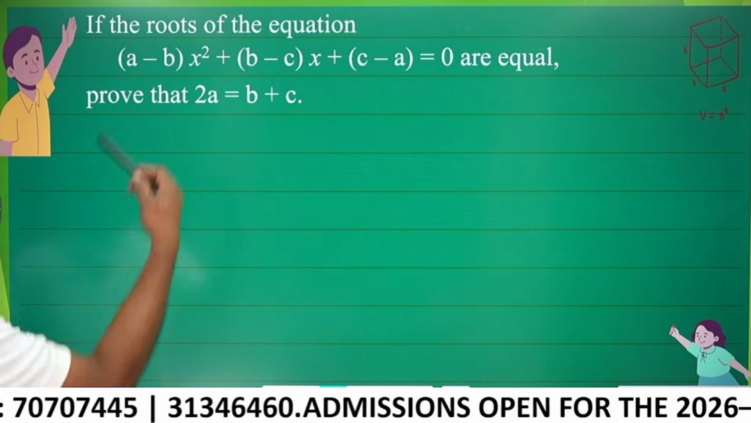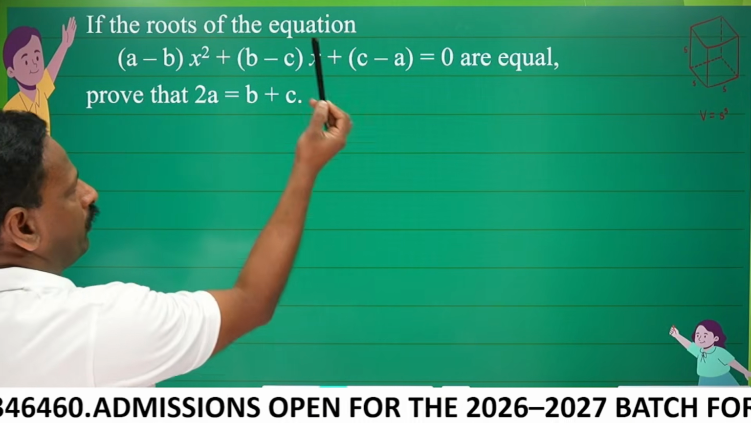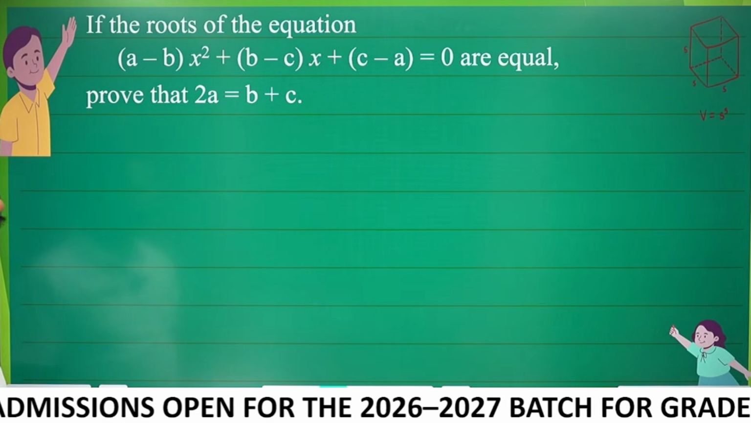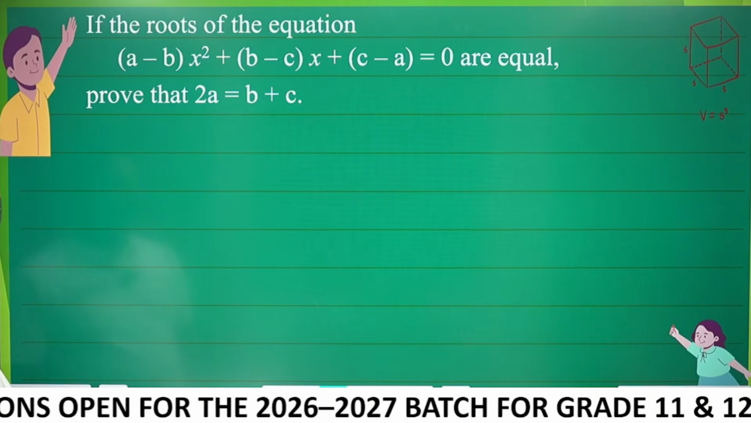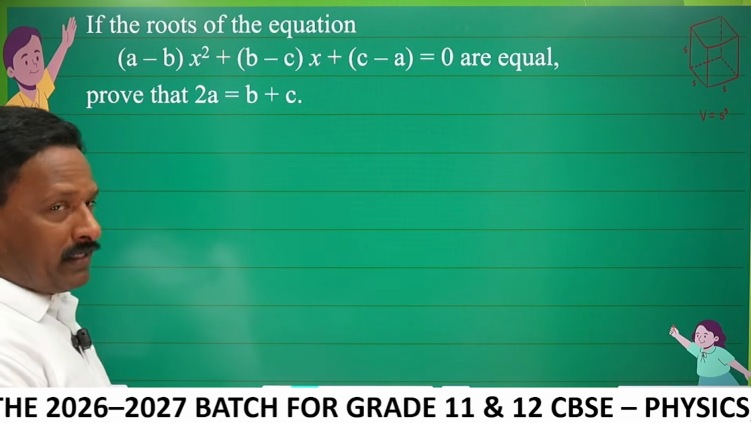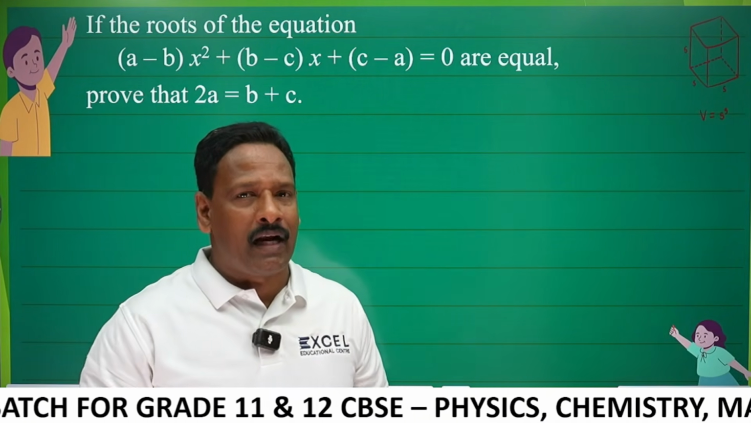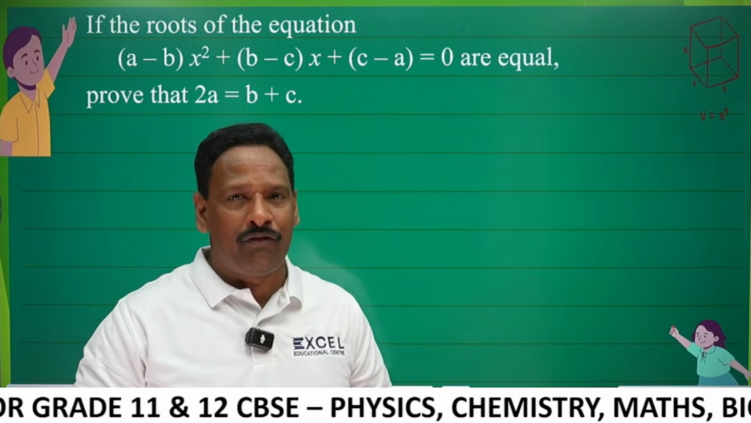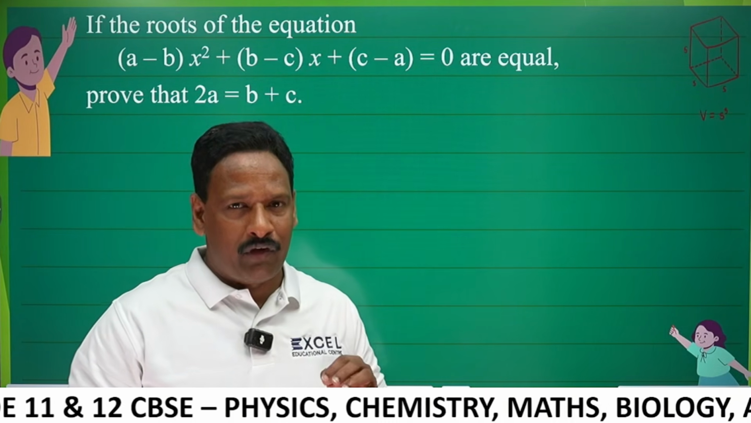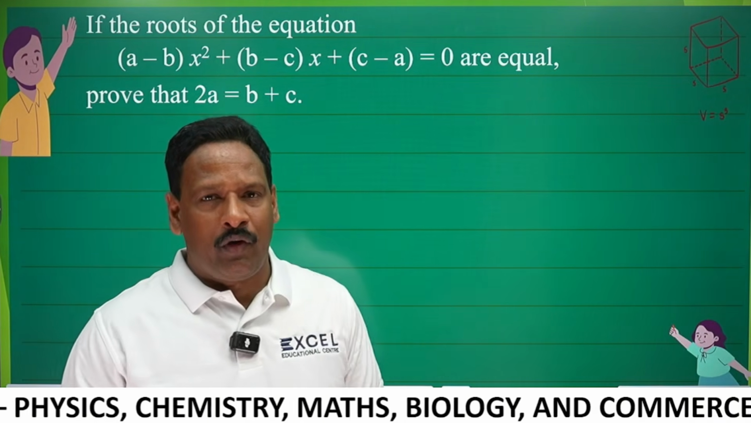If the roots of this equation (a minus b) x square plus (b minus c) x plus (c minus a) equal to 0 are equal, prove that 2a equals b plus c. So what is the condition given in this question? It is given that the roots of this quadratic equation are equal. And what is the condition for equal roots? The condition for equal roots is b square minus 4ac equal to 0, right?